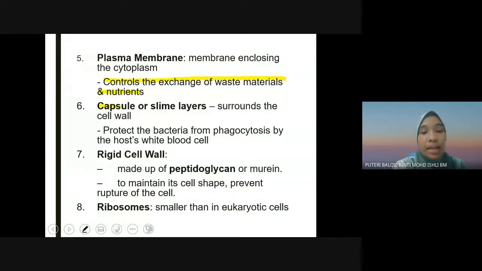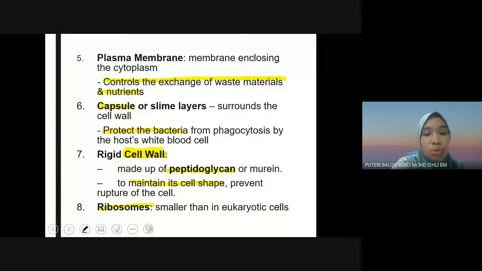And then we have capsule. Okay, capsule will surround the cell wall. So macam saya cakap tadi, the outermost layer is capsule. And the function of capsule to protect the bacteria, okay, from phagocytosis by the host white blood cell. And then the cell wall, okay, it is made up from peptidoglycan, or murein. Function dia of course cell wall untuk maintain dia punya cell shapes.